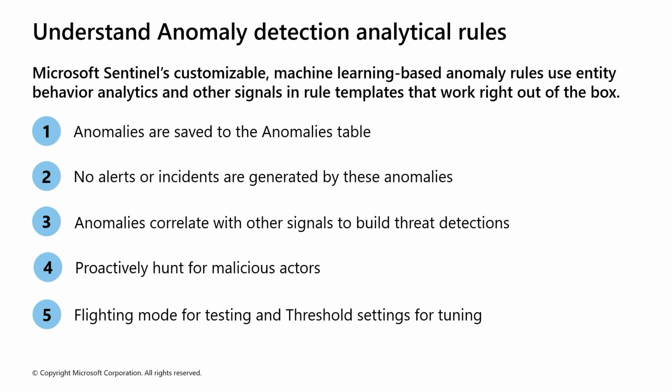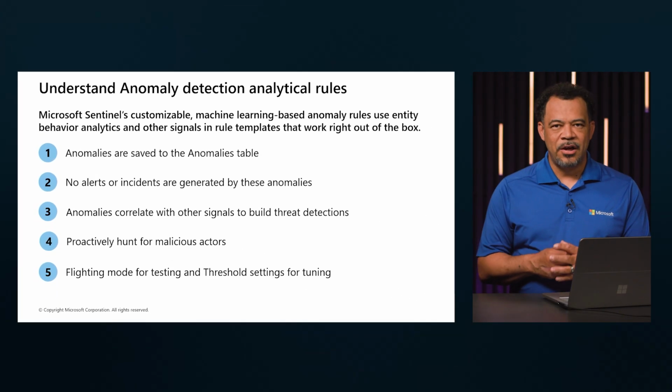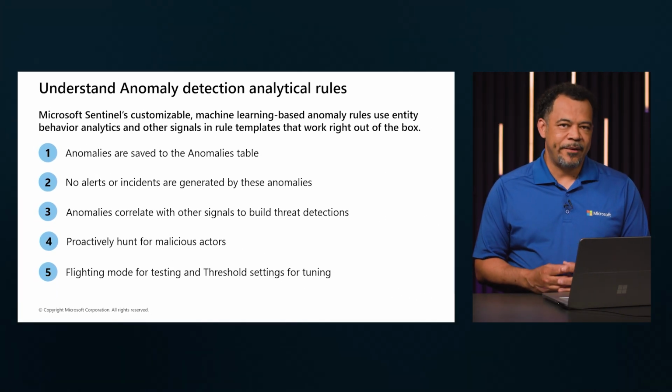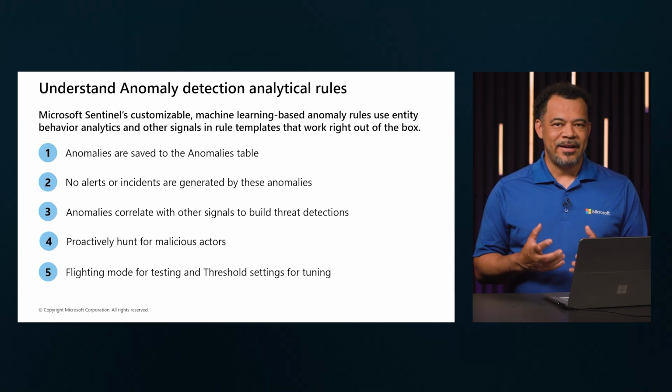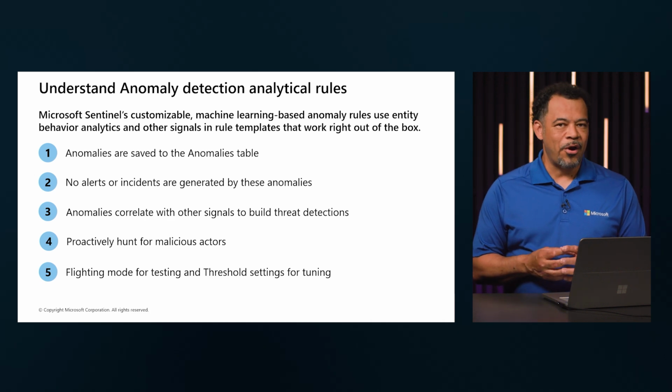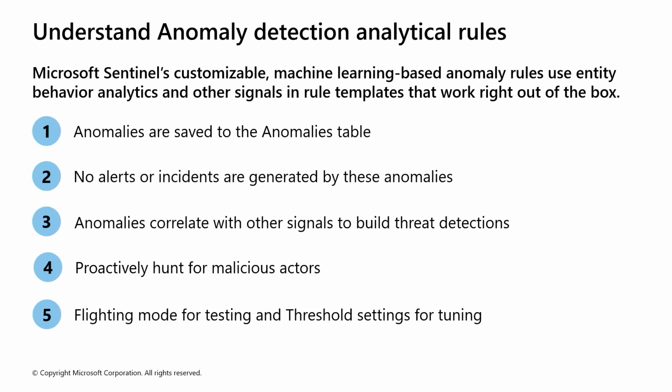Microsoft Sentinel's anomaly detection rules use machine learning and behavior analytics to surface unusual activity without immediately triggering alerts or incidents. These anomalies are stored in a dedicated table and later correlated with other signals to strengthen threat detection logic. This approach supports proactive threat hunting by identifying subtle patterns that may indicate malicious behavior. Analysts can also leverage flighting mode for testing and adjusting thresholds to fine-tune detection sensitivity.